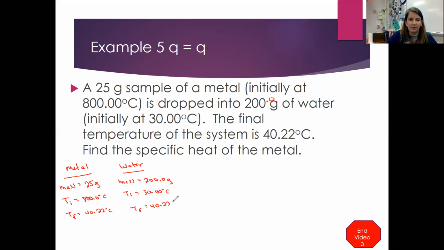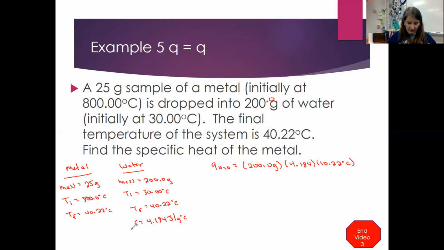So which one are we going to be able to solve for first, the metal or the water? It looks like we don't have enough information for either one of those. But remember, knowing that this is water, that tells us that we have a specific heat of 4.184 joules per gram degrees Celsius, because I can look on my reference chart and get that specific heat. So that means I'm going to solve for the heat, the Q of the water first, because that's what I have enough information about. And our temperature change is going to be 10.22 degrees Celsius.